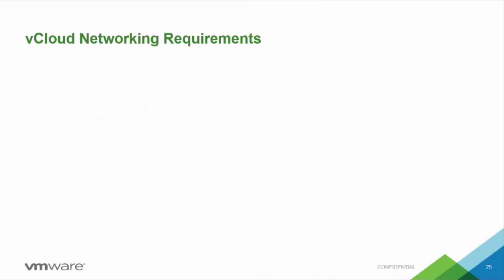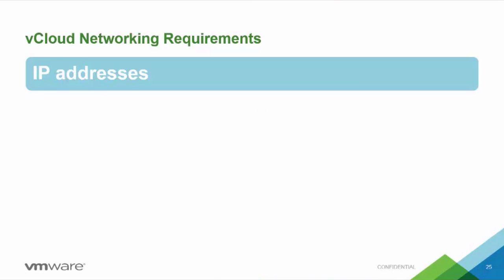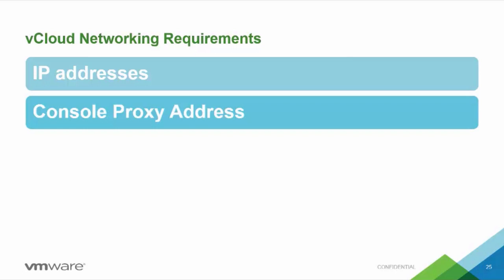So, networking requirements. One of our requirements will be IP addresses, and for vCloud we require 2: one for our HTTP traffic and one for our console proxy traffic. The console proxy will be used for VM remote consoles, whereas the HTTP is used for all of our UI traffic, but also our uploads and downloads. As we touched upon, we have a console proxy address, and this is used for our VM remote traffic.